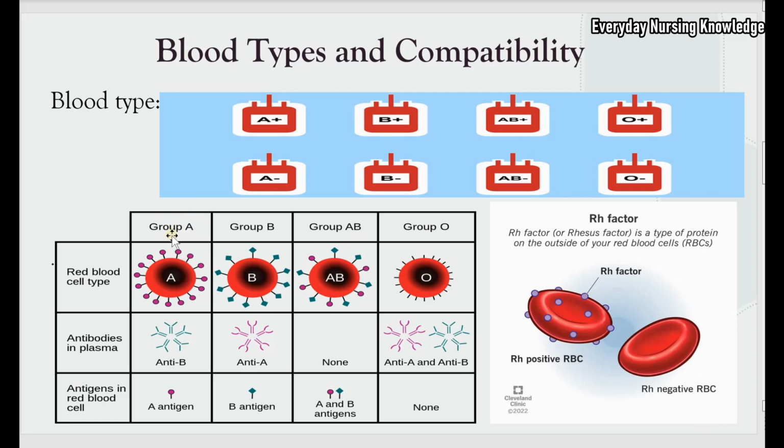So every group A can be A positive and A negative. That means type A blood group with Rh factor present is positive. A negative means type A blood group with Rh factor negative. Same like group B can be B positive, B negative. AB can be AB positive, AB negative, and O can be O positive and O negative.